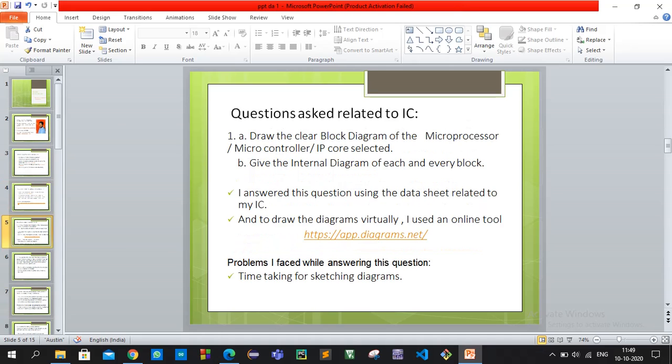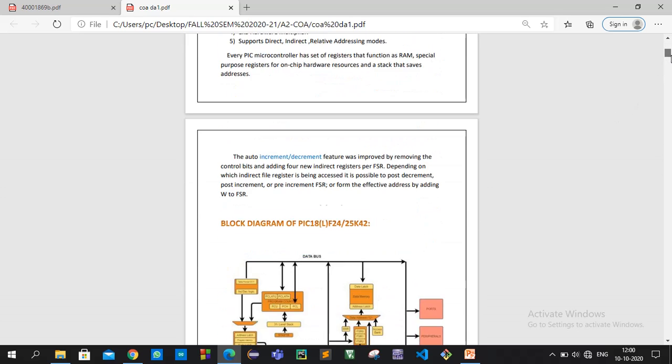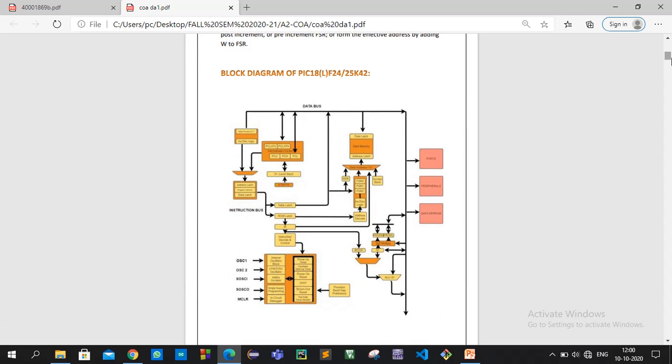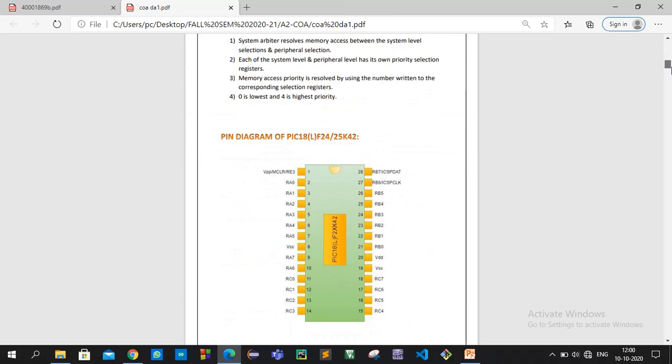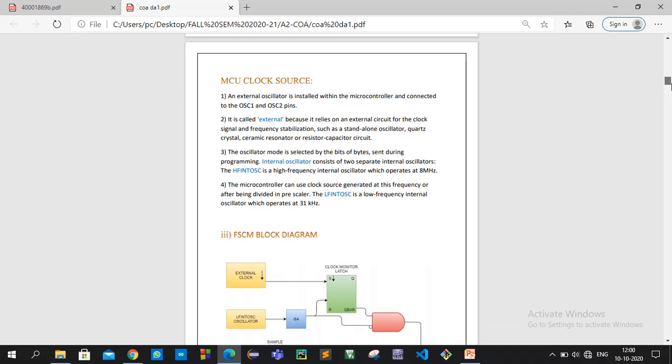Okay, then coming to the questions asked related to this digital assignment. Firstly, to draw a clear block diagram of the microprocessor, microcontroller and or IP core selected. As my chosen IC is a microcontroller, I answered this question using the datasheet related to my IC, and I used this online site known as drawio to draw the diagrams virtually. Coming to the digital assignment, the first question is to draw the block diagram of the microcontroller. This is the block diagram of my microcontroller, and this is a pin diagram of it, and these are all the internal diagrams of my IC.